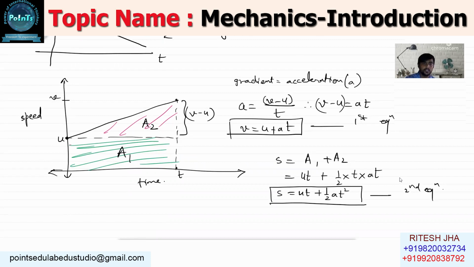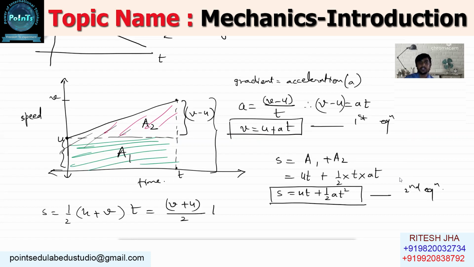I can get the area by considering this entire trapezium. What is the area of a trapezium? Half into the sum of parallel sides. The parallel sides are this and this whole thing, so that is u plus v into the distance between those two parallel sides, that is t over here, correct? So this can also be written as (v plus u) over 2 into t. That also gives the distance formula. You're getting it, right?